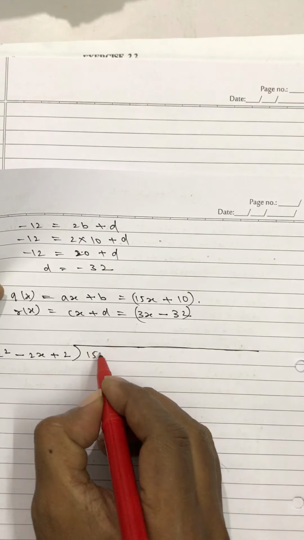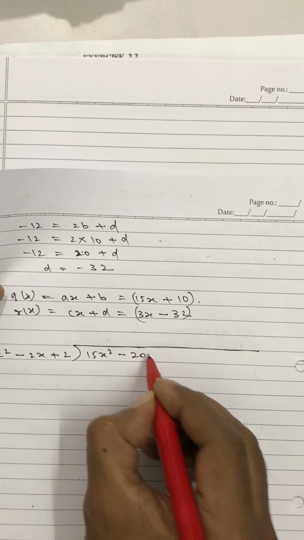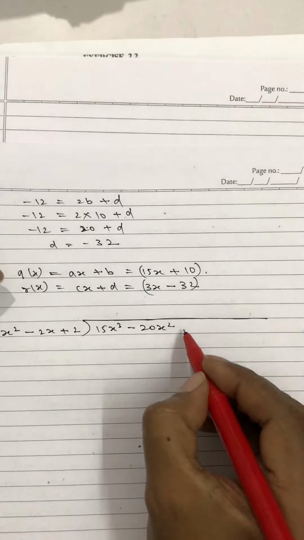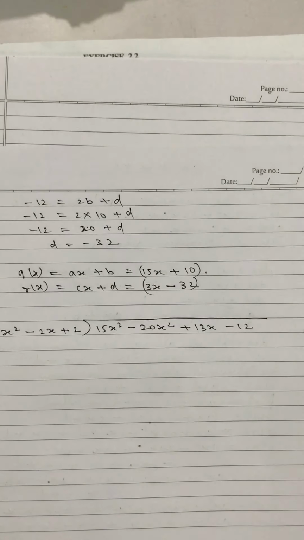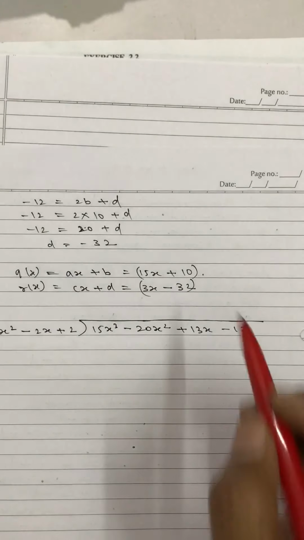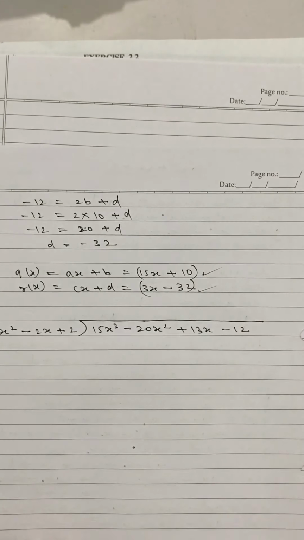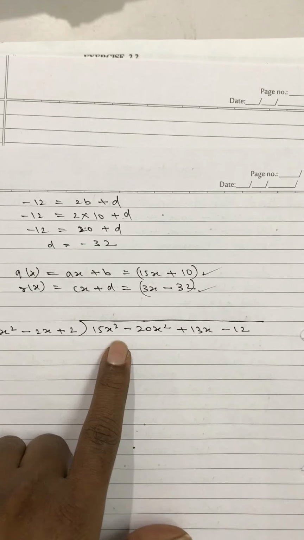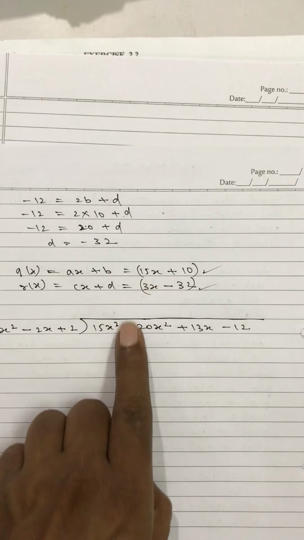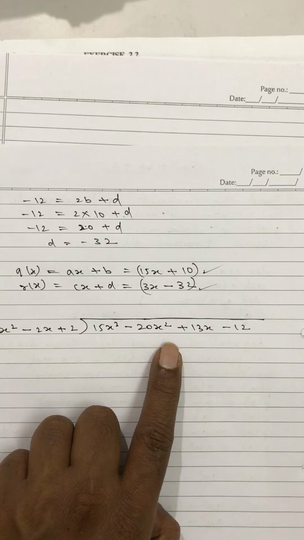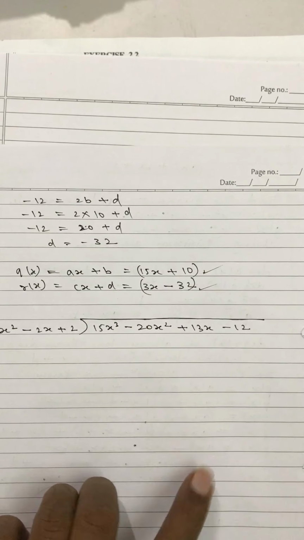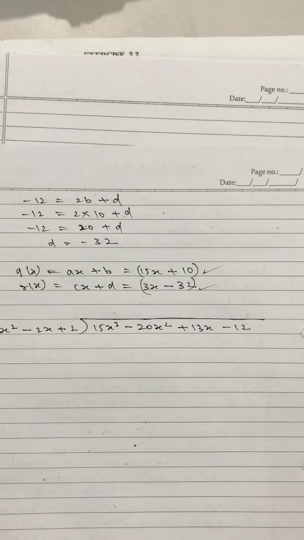15x cube minus 20x square plus 13x minus 12. If you will solve this, you will get this q of x and you will get this r of x. 15x will be there because 3 minus 2 is 1. So you will get 15x and you will go on. Yeah? And in the end, remainder also will be 3x minus 32. Try it. It should come.